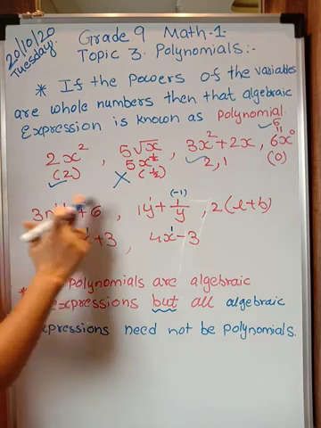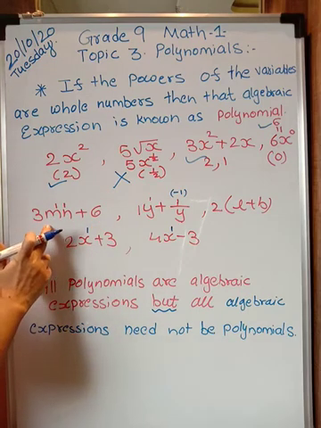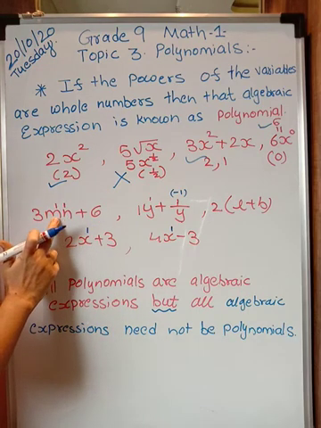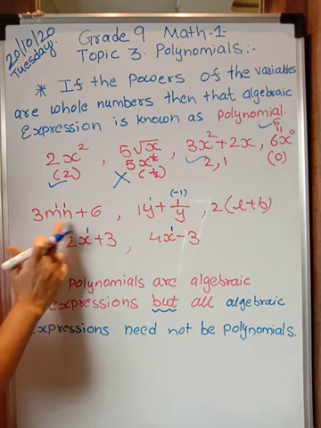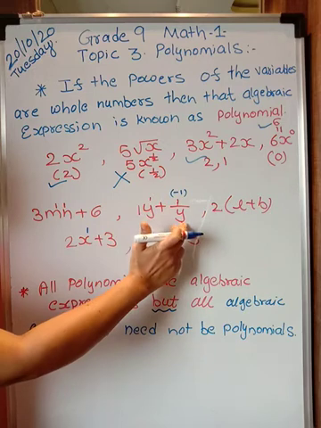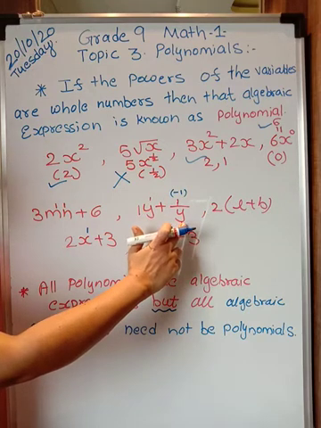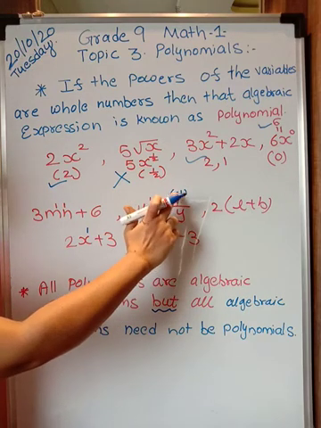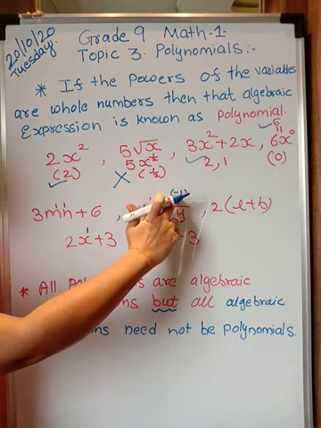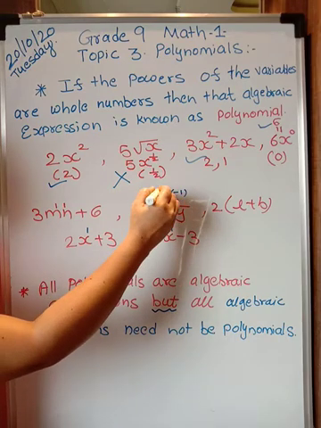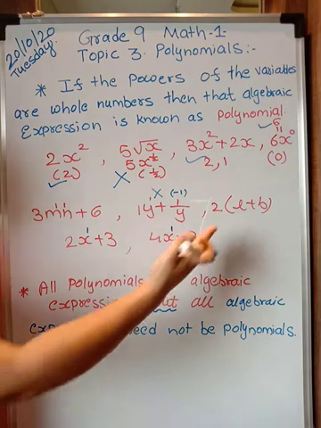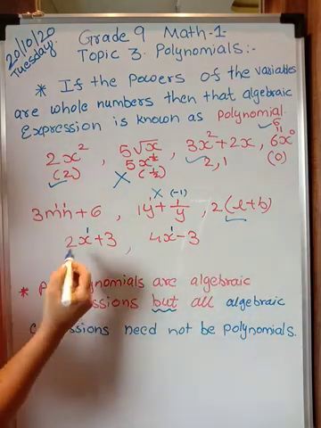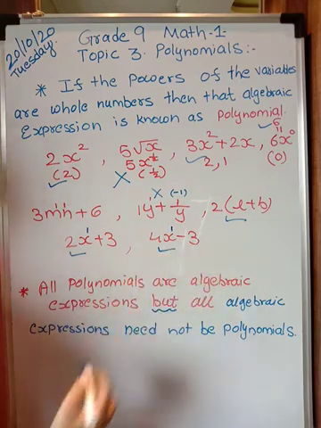Now, is this a polynomial? Yes. Because what is the index or power or exponent of the variable? 1, which is a whole number. Now here, the power of this y is minus 1 and minus 1 is not a whole number. So this cannot be a polynomial, though it is an algebraic expression. This is of course a polynomial, no doubt. This is a polynomial, this is a polynomial.